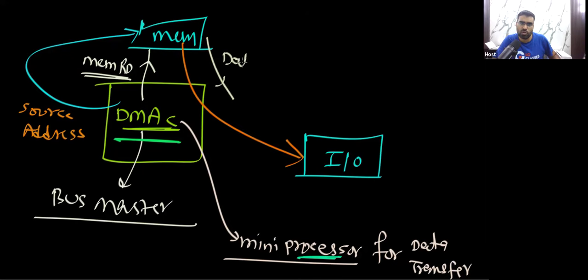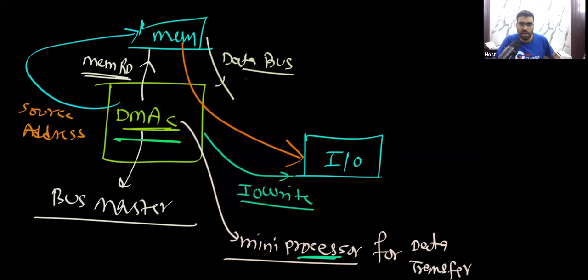So this data is coming on the data bus. Now remember, this DMA controller will also send a signal to the IO device. This signal will be IO write. This is the IO write signal. Now this data will be written in the IO device.